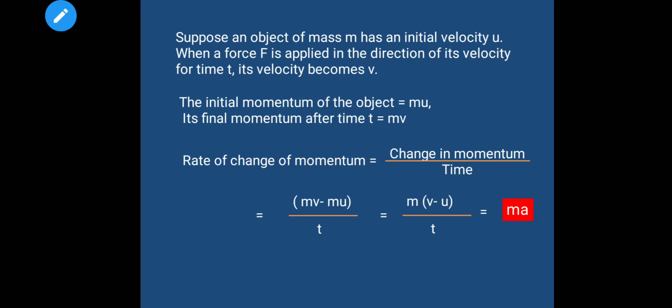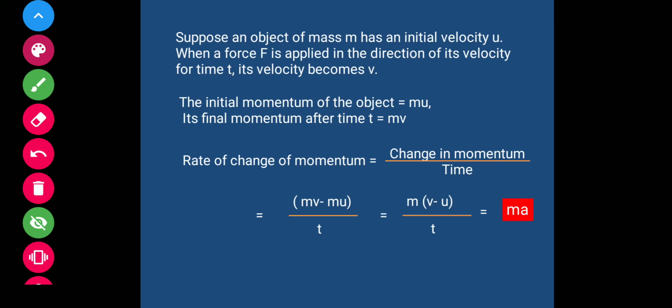So the rate of change of momentum is equal to change in momentum upon time. So what is the change in momentum? We get the change in momentum if we subtract the initial momentum from the final momentum, upon time t. So the rate of change of momentum is (mv minus mu) upon time t, which is equal to m in bracket (v minus u) upon time t.